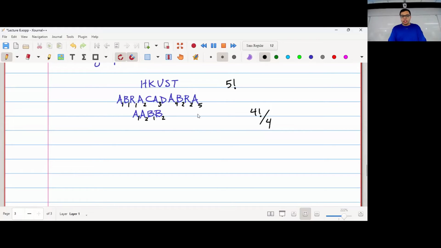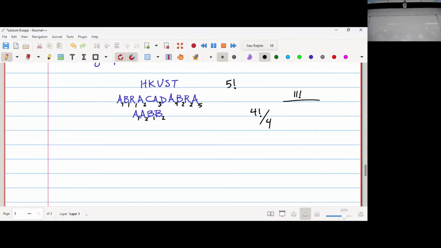So first of all, I assume that these letters are different. So I assume that A1, A2, A3, A4, A5 are all different. And so on for the B's and R's and so on. So how many letters do I have overall? 1, 2, 3, 4, 5, 6, 7, 8, 9, 10, 11. So I will have 11 factorial ways of creating a permutation of all of my letters.